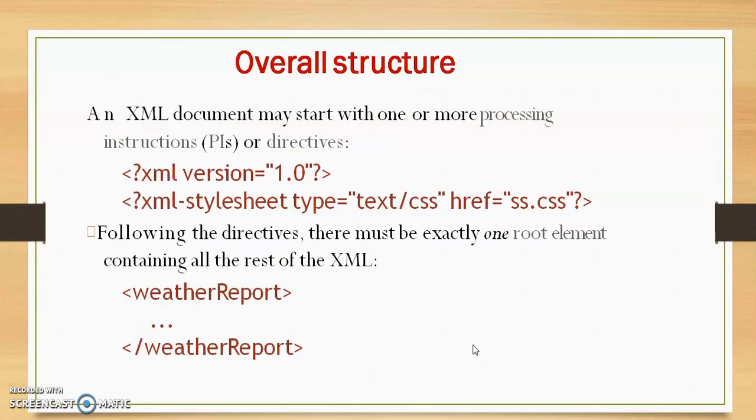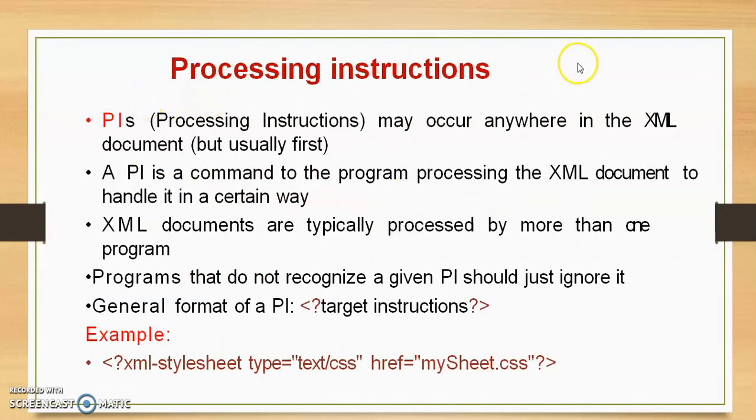The overall structure of the XML document must start with one or more processing instructions, otherwise called directives. For example, you can have the PI represented as xml followed by the version, and you may also have the xml-stylesheet with the attributes type and href. After the XML declaration or processing instruction, you can have the root element, for example weather report, with the starting and closing of the root element. The processing instruction may occur anywhere in the XML document, but usually it occurs as the first statement.